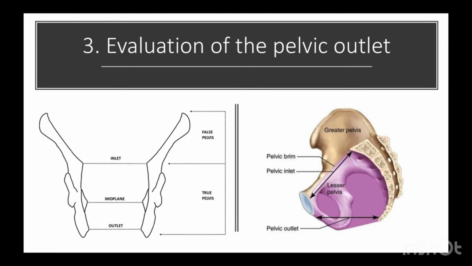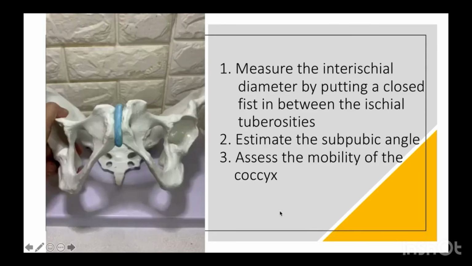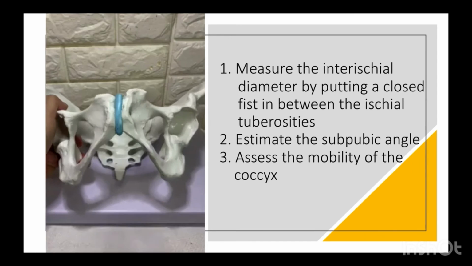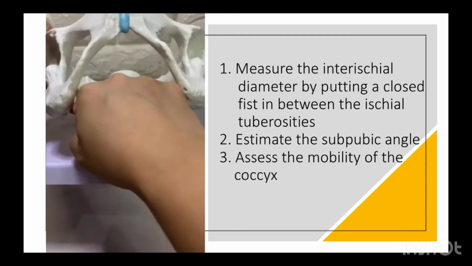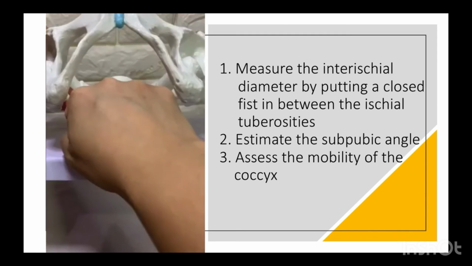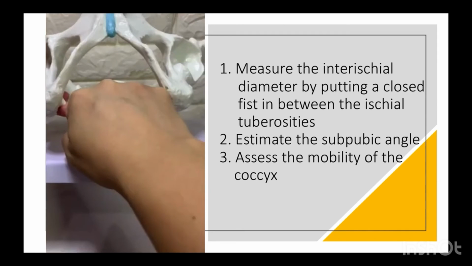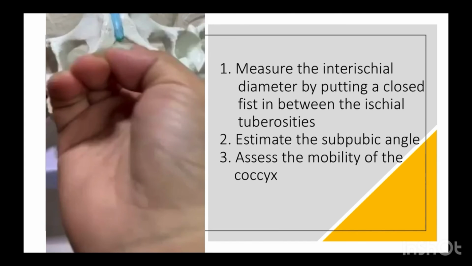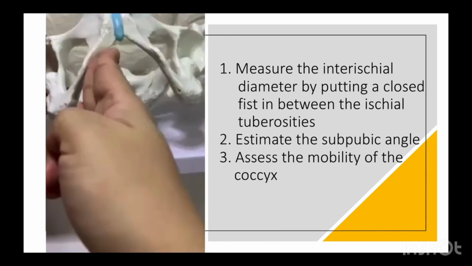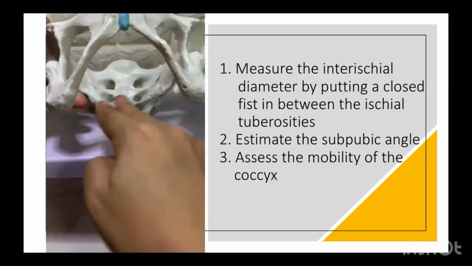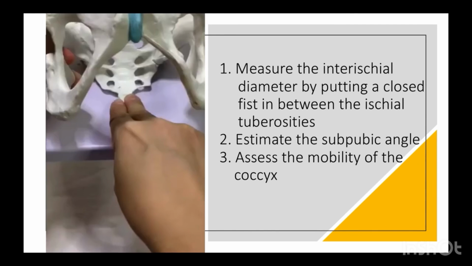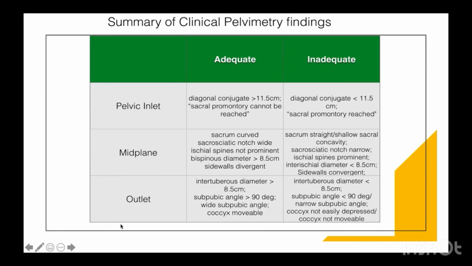Lastly, we evaluate the pelvic outlet. So to evaluate the pelvic outlet, we must do the following steps. So first, we measure the intertuberous diameter by putting a closed fist in between the ischial tuberosities, and normally this should accommodate 4 knuckle bones. Next, we estimate the subpubic angle, and this should normally be at least 90 degrees. And lastly, we assess the mobility of the coccyx.